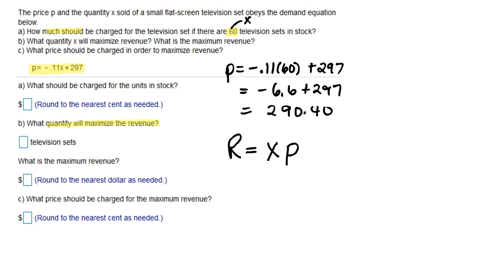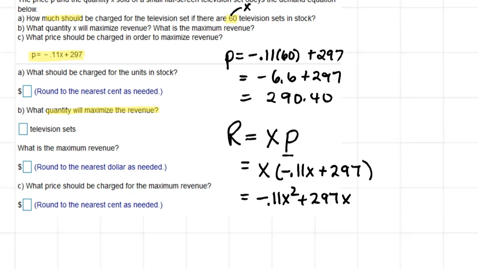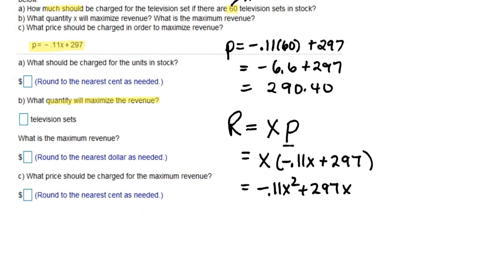So we need to find the revenue function. We were given the value of P, so we're going to have negative 0.11x plus 297. I'm substituting that in for P, and then I can use the distributive property: negative 0.11x squared plus 297x. That gives me my revenue equation.